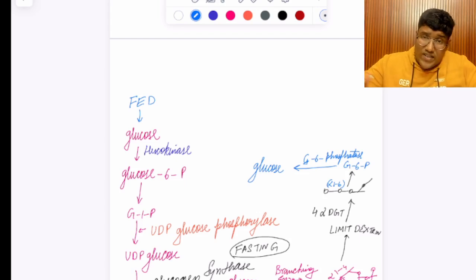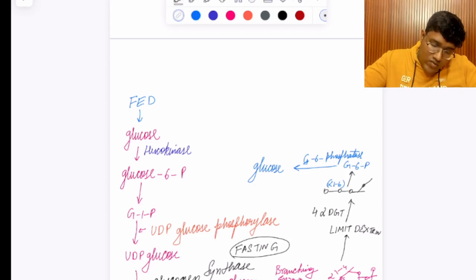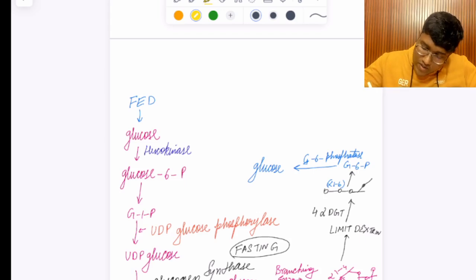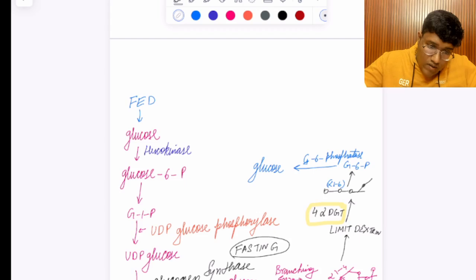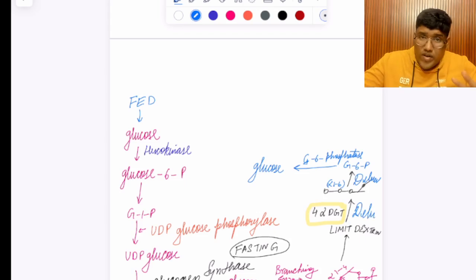Now if someone asks what's the debranching enzyme, it's these two guys. You must always remember, it's always these two. Let's just highlight them. There's 4 alpha DGT, as well as, I'm sorry, I should have put here again the debranching enzyme. The one who breaks alpha 1,6, that's also called debranching enzyme. Even this 4 alpha D-glucanotransferase is also a debranching enzyme. So there are two debranching enzymes. If someone says debranching, it's always two enzymes.